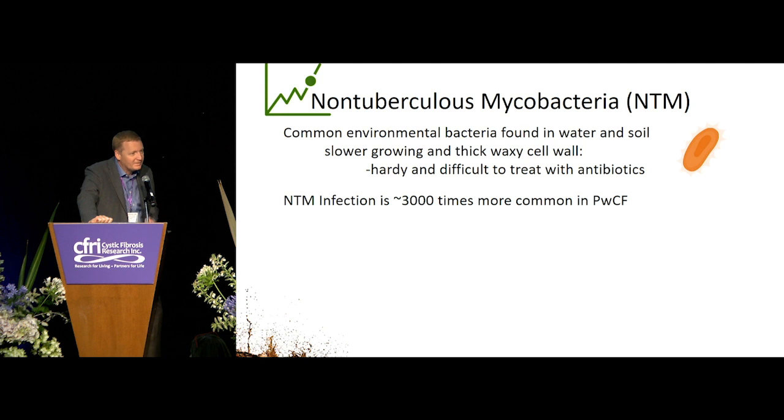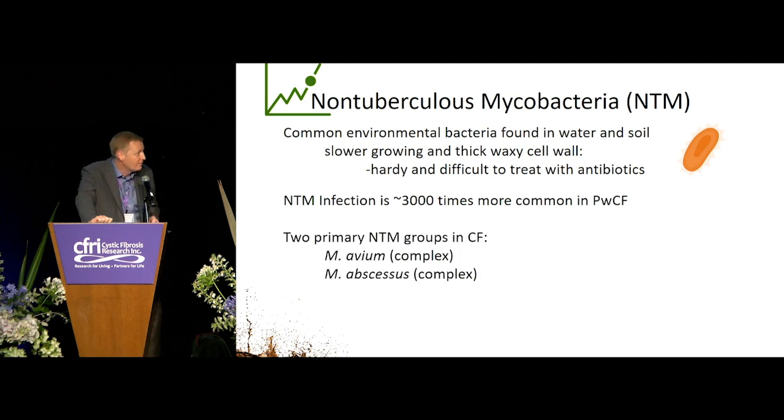We think about them in CF for obvious reasons, and this is the most obvious one. People who have CF are about 3,000 times more likely than the general population to get an infection or to grow one of these from their lungs. The 2 primary NTM infections we think about are these, avium and abscessus. So Mycobacterium avium, often called MAC, and Mycobacterium abscessus.